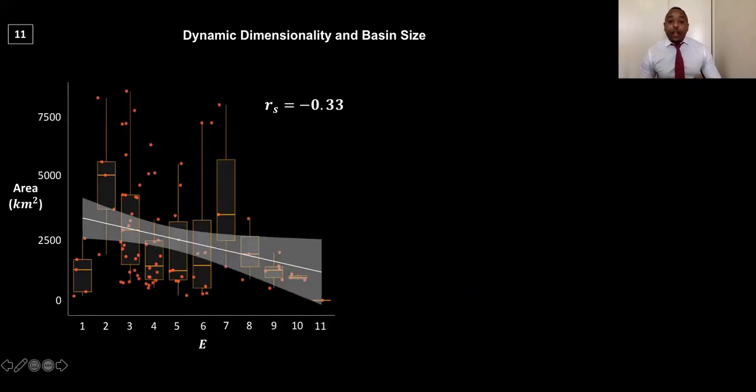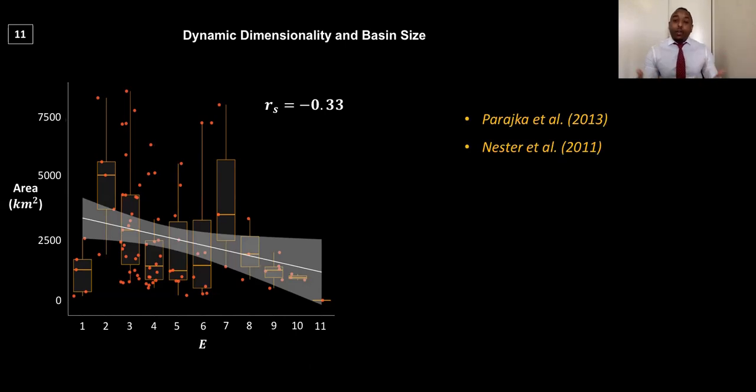In this figure, we have the number of active degrees of freedom E in the horizontal axis and the basin size in the vertical axis. And you can see that there is an inverse relationship between the two. And precisely, larger basins tend to have lower dimensionality of dynamics. And this corroborates some previous results that indicated the simple nature of rainfall runoff modeling in large basins.